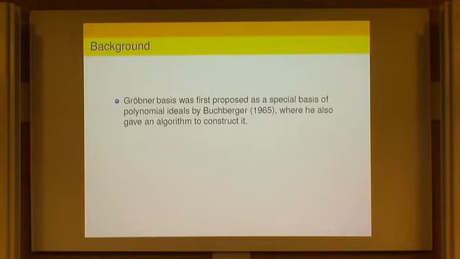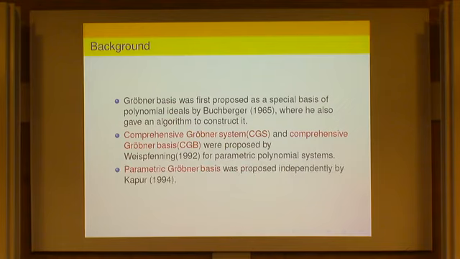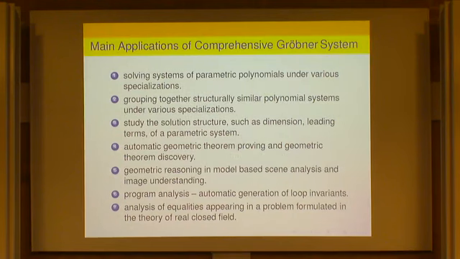So then in 1992, Volker Weispfenning, to whom I have the honor of introducing Groebner basis, proposed this idea of comprehensive Groebner system and Groebner basis for parametric polynomial systems. Around the same time, I did not know about his work, I proposed also the notion of parametric Groebner basis. I'm going to be interchangeably using the word parametric or comprehensive. I think parametric gives a little bit more insight, but comprehensive has become a lot more popular, so we'll see how it goes. So what are the applications?